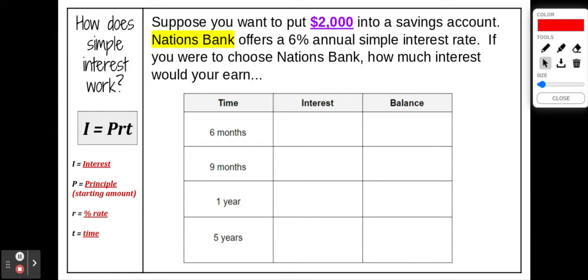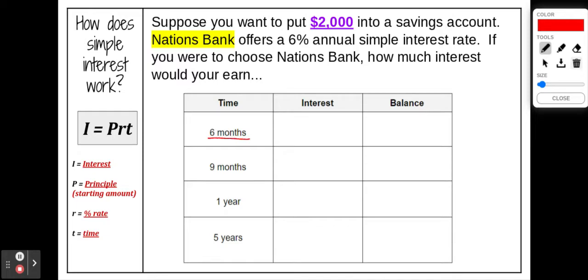We're going to be looking at the interest that we would earn if we were to keep $2,000 in this bank for 6 months, and then we're going to do it for 9 months. And what if we kept it in there for a year? And now what if we keep it in there for 5 years? We're going to try all of those. Okay, so let's begin by finding the interest if we keep it in the bank for 6 months.